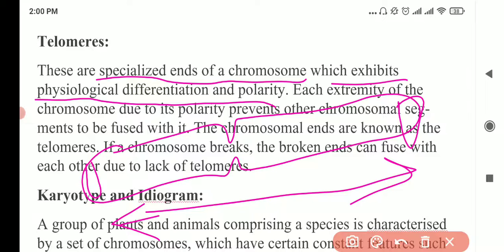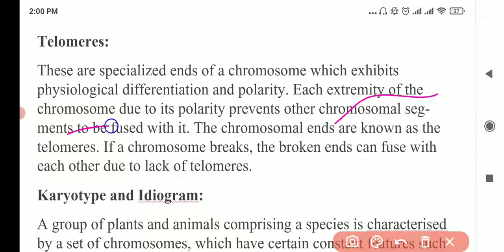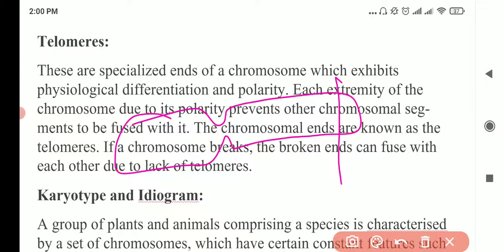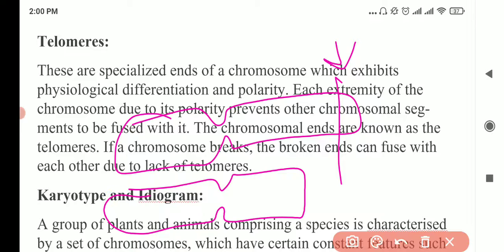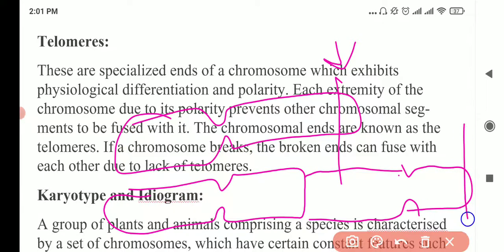Okay, and they are at the extremes. At each extremity of the chromosome, due to its polarity, it prevents other chromosome segments from being fused with it. So why does it have polarity? Even if some injury happens and you cut this chromosome, okay, you use x-rays and you cut. If you cut it away from the telomere region, what happens is this: this chromosome, by mistake, can mutate and join with another maybe cut chromosome. This side has a telomere, this side has a telomere. So it can lead to mutation.